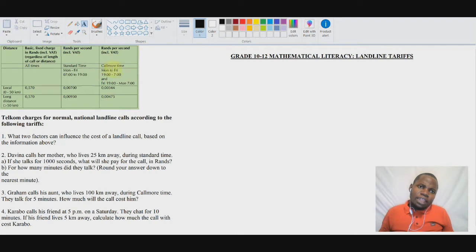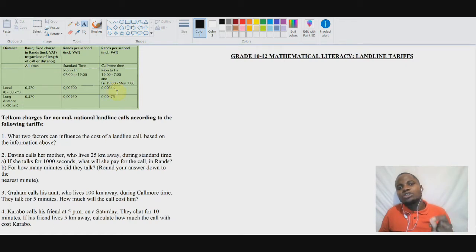Then you have call more time. Call more time is from Monday to Friday, from 7 o'clock in the evening to 7 o'clock in the morning. That is call more time, and they also said from Friday to Monday, during those given times. Now, what you need to do is analyze the table. If they say your call is a long distance call during call more time, you go where the long distance call and call more time meet, and use that tariff to calculate your cost.